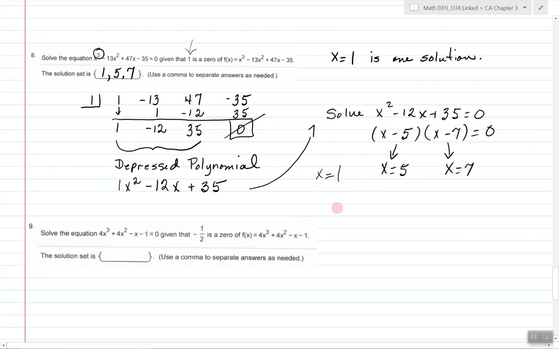If you wanted to write it as factors, this one would be x minus 1, this one would be x minus 5, and this one would be x minus 7. This problem didn't ask us to do that, but I wanted to mention it.